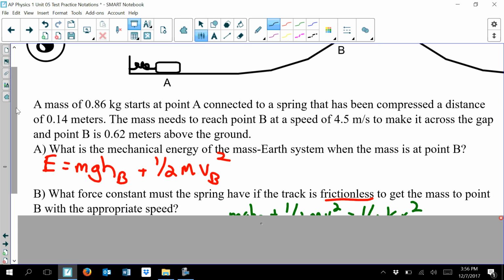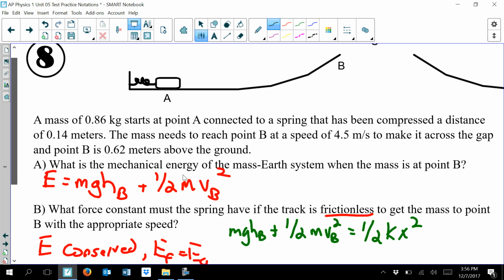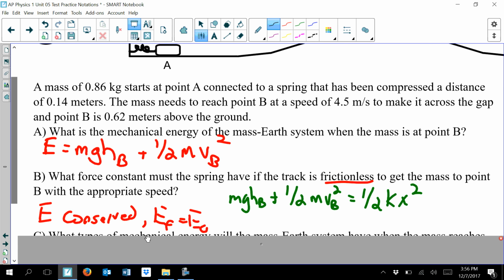Total energy at point B would be some height plus some speed. But let's see if it does give us enough information there, right? It gives us the speed, it gives us the height, both at point B. This problem really should be saying, what's the mechanical energy needed at point B to make it across the gap? Or I could ask you about at point A, because they're going to be the same.